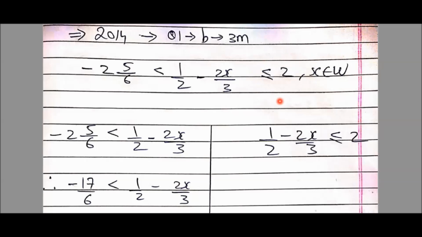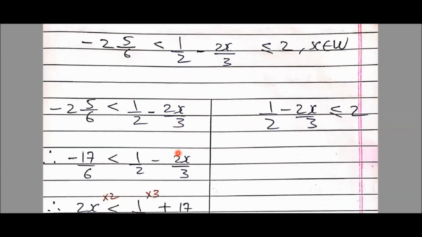Here also, as always, we have three expressions. This is the first one, this is the second expression, the entire thing, and this is the third. So how will we solve it? First expression with the second expression, then the second expression with the third expression. So see, I wrote here minus 2 pi by 6 less than 1 upon 2 minus 2x upon 3, and once again 1 upon 2 minus 2x by 3 is less than or equal to 2. First I'll solve the left hand side and then I'll proceed with the right hand side.